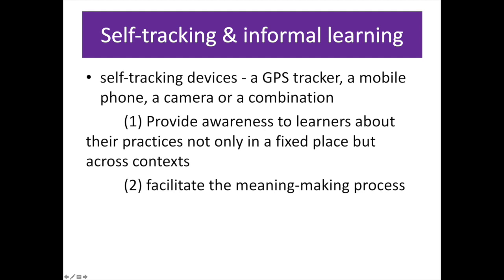For those of us who are interested in education questions, the idea of self-tracking is also a good way to know what's going on when we look at informal learning. What you need actually is a GPS tracker, so anything on the mobile phone could work, a camera, a mobile phone, and the idea is to provide learners with some kind of awareness of what they do, what they can learn linguistically or culturally. The idea of using these self-tracking tools would also be to facilitate the meaning-making process.